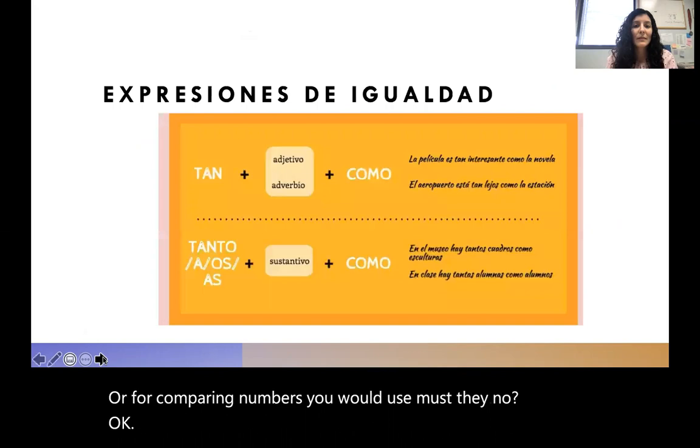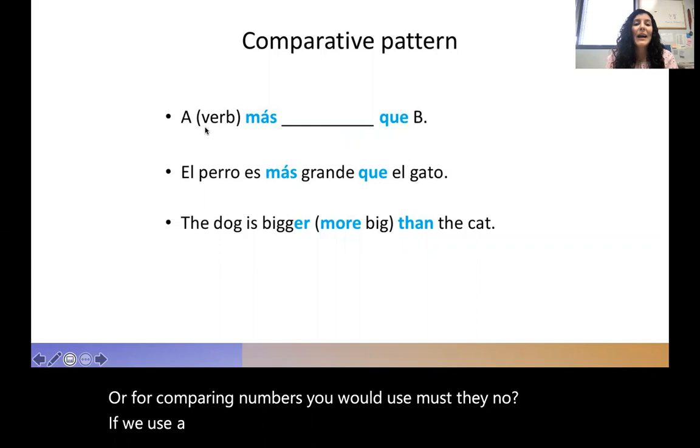If we use a verb, we would say A más que B. El perro es más grande que el gato. The dog is bigger or, you know, more big than the cat.